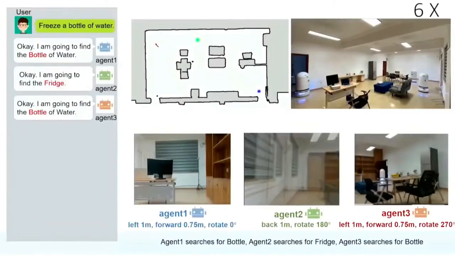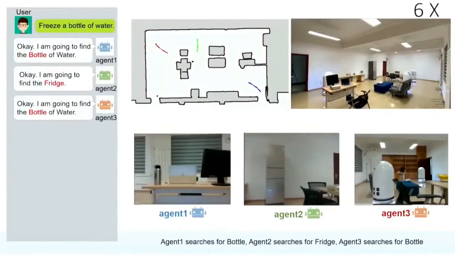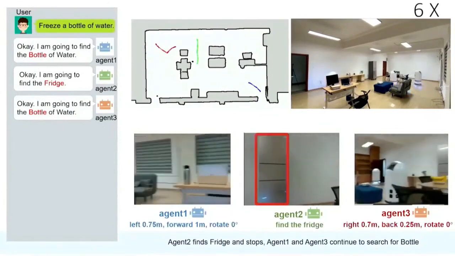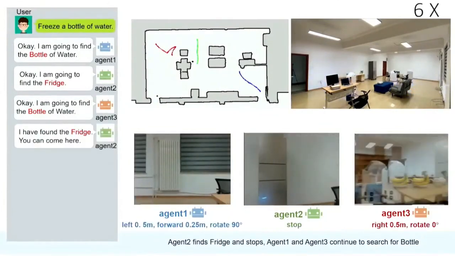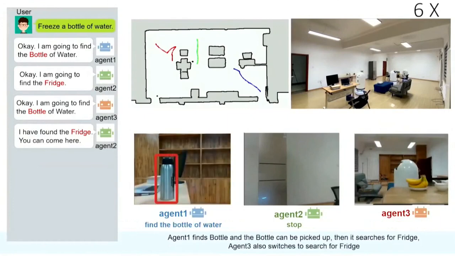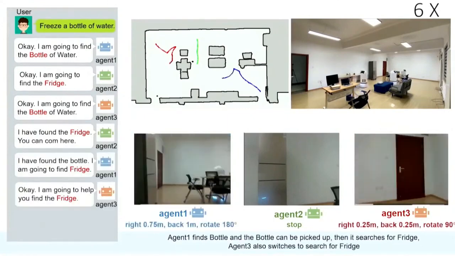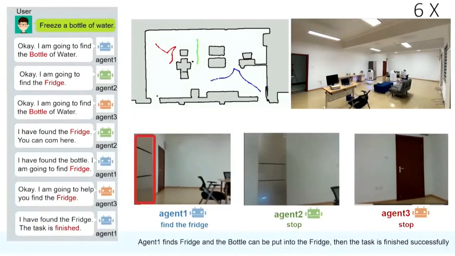In the real-world scenario, the instruction is freeze a bottle of water. The fridge is inferred to be the receptacle. They find the bottle and the fridge, and finally the bottle can be put into the fridge.